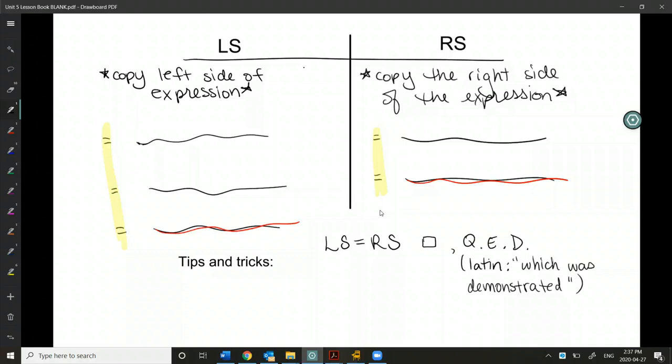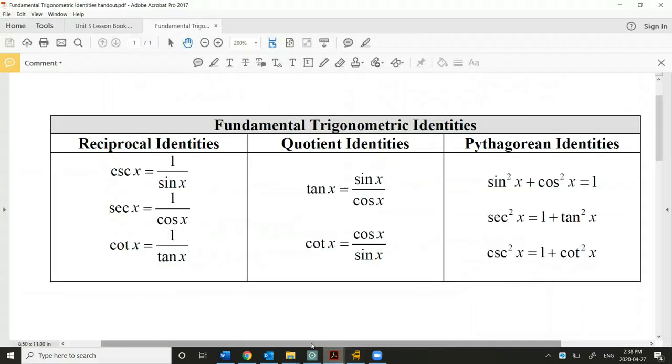Okay, so either one of those two things, you're going to see me using the little box. But if you like to put QED because you want to be fancy with your Latin, you can do that as well. All right, the other thing that you're going to want to have on hand while we do this lesson is this set of fundamental trig identities.